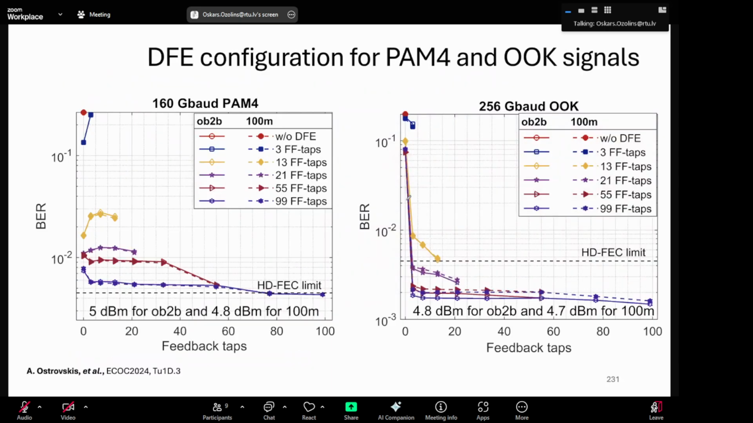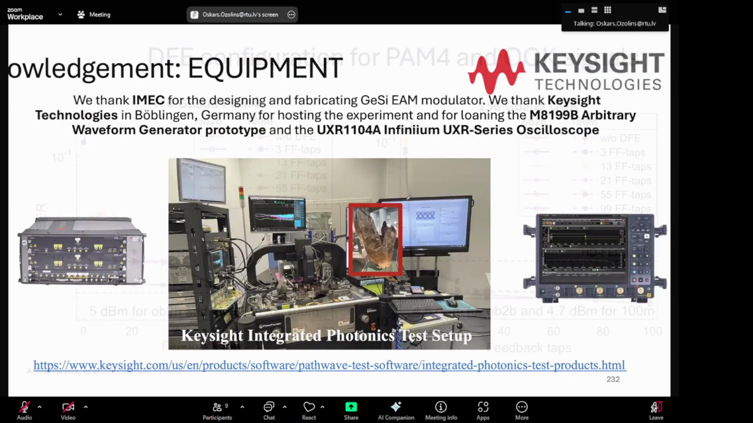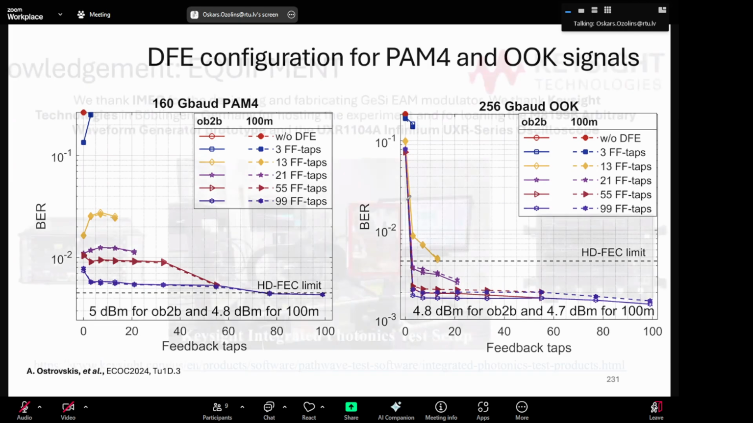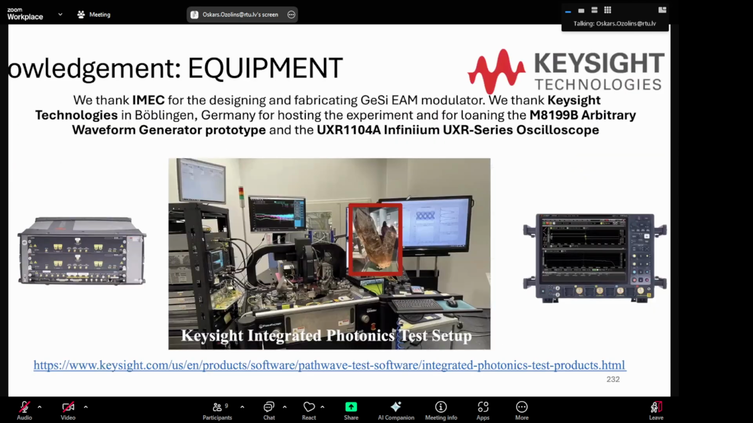And here is also different DFE configuration analysis. Right, so with Mach-Zehnder we managed to achieve 350 gigabits with DFE, so that's our highest achievement so far with silicon photonics modulators.